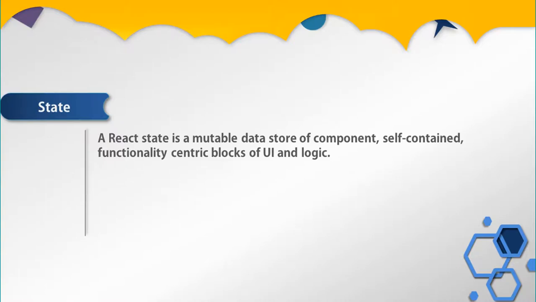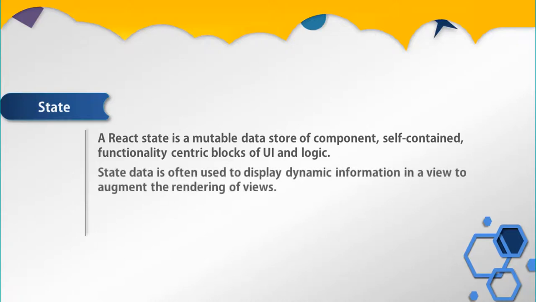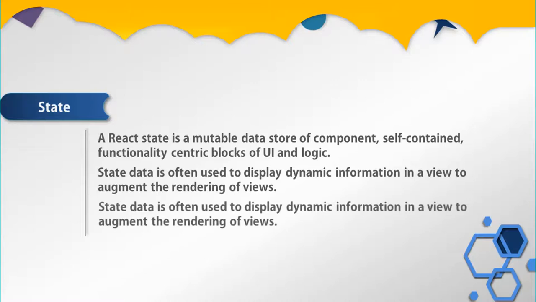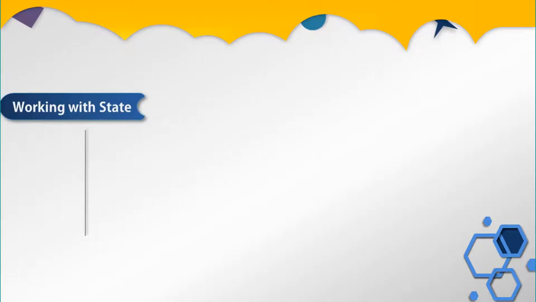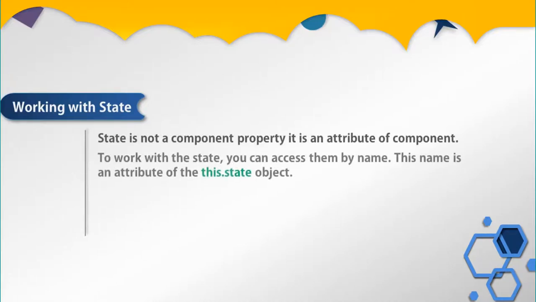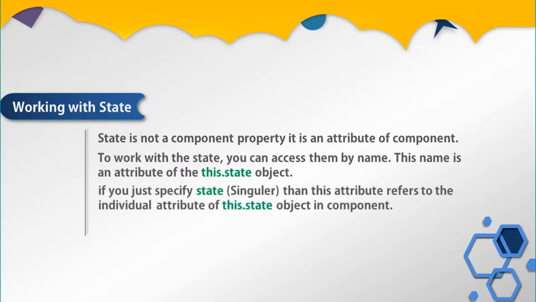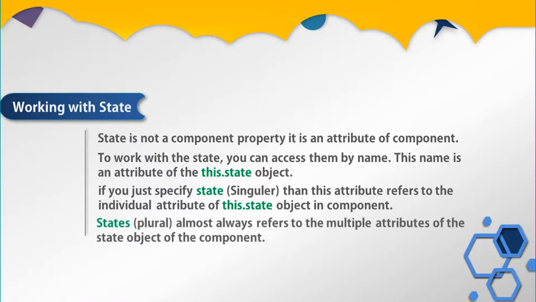Mutable means state values can change anytime. State data is often used to display dynamic information in a view to augment the rendering of views. State is not a component property, it is an attribute of component. To work with state, you can access them by name. This name is an attribute of the this.state object. The state can be two types, a singular and plural. If you just specify state, then this attribute refers to the individual attribute of this.state object in component. And states almost always refers to the multiple attributes of the state object of the component.